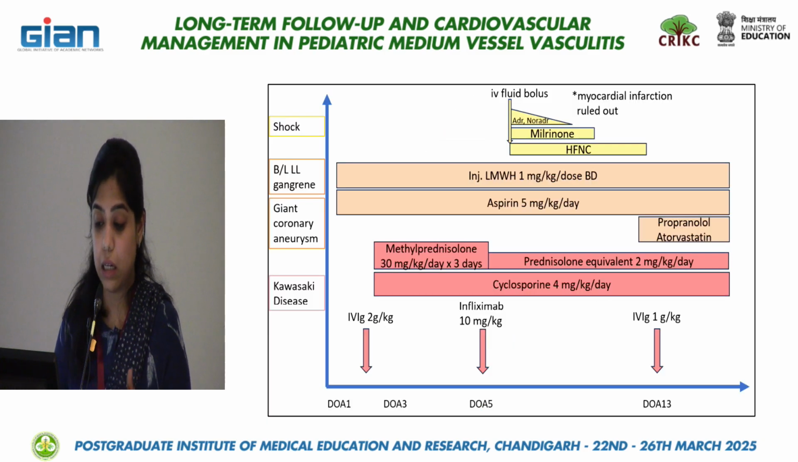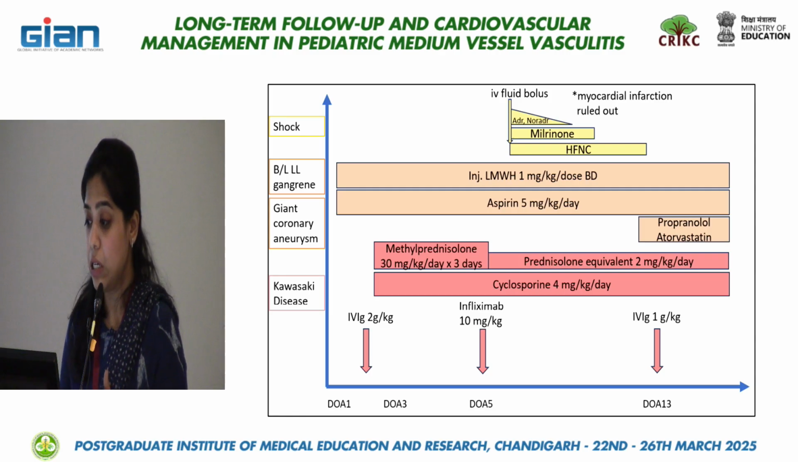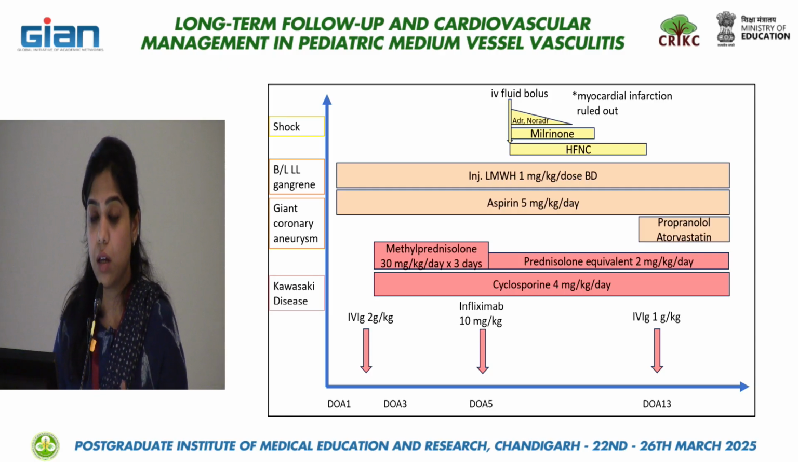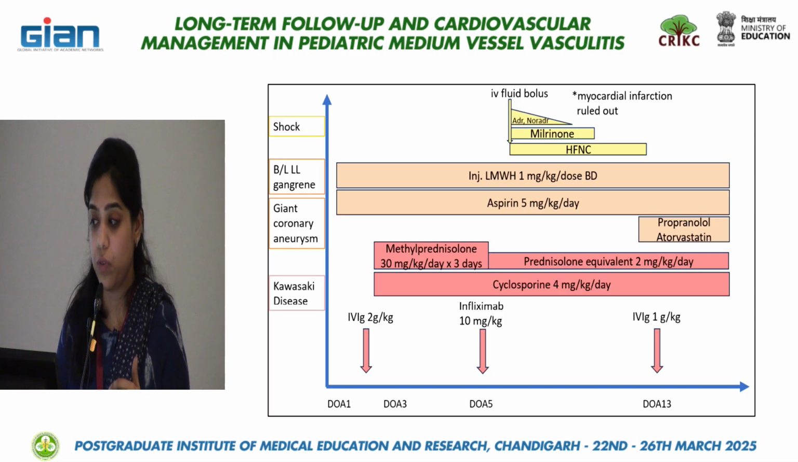So this is the treatment we used for the case that I mentioned initially. We gave IVIG, infliximab, and steroids, and we gave cyclosporin also, but the child still had persistent myocarditis, so we ended up giving a second dose of IVIG at 1 gram per kg. Finally, the child got discharged.